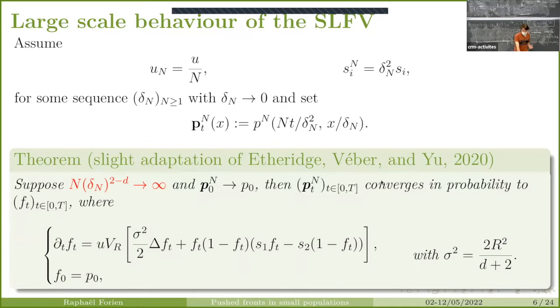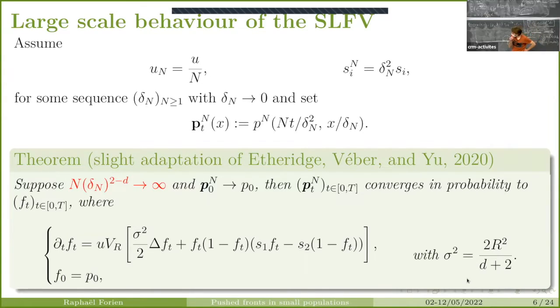And we have this result of Etheridge, Weber, and Yu, which was proved for a different kind of selection mechanism, but it's quite easy to adapt to this one, where if this quantity here tends to infinity and the initial condition of the rescaled process converges, then the rescaled process p_n of t converges, at least on compact time intervals, to a deterministic function f_t, which solves this reaction-diffusion equation, where we have the time derivative of f equals something times the Laplacian of f, plus a reaction term here, which I'm going to say more about in the next slide.